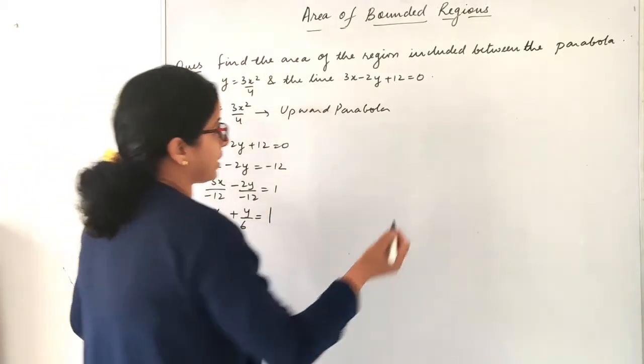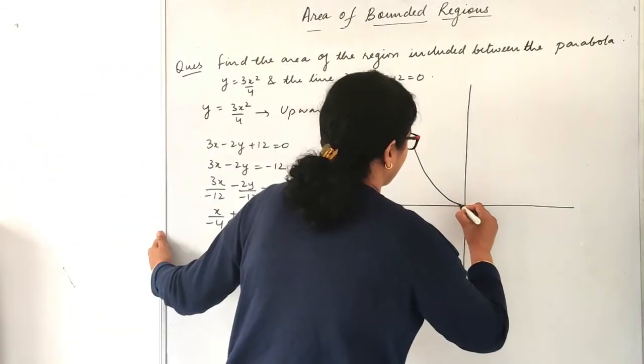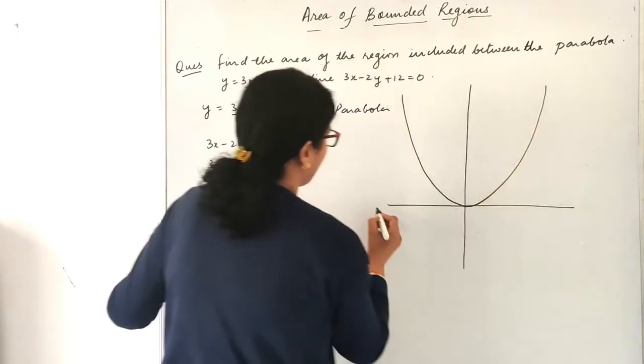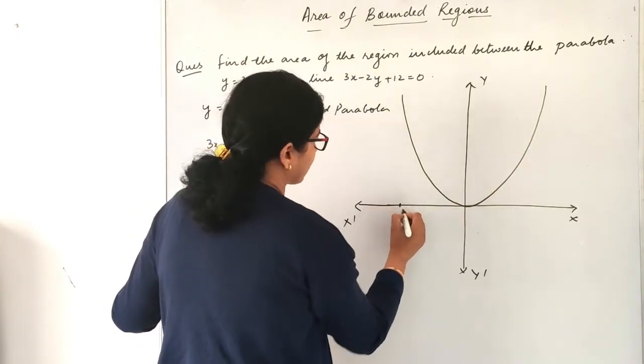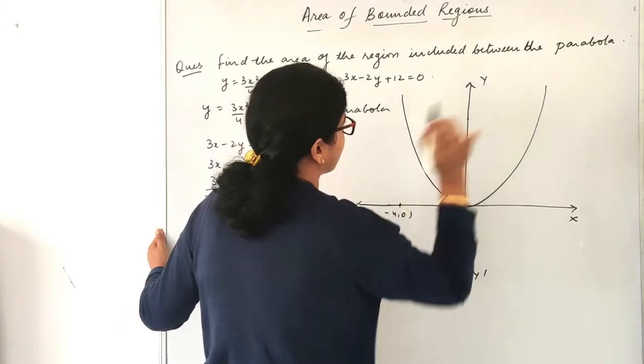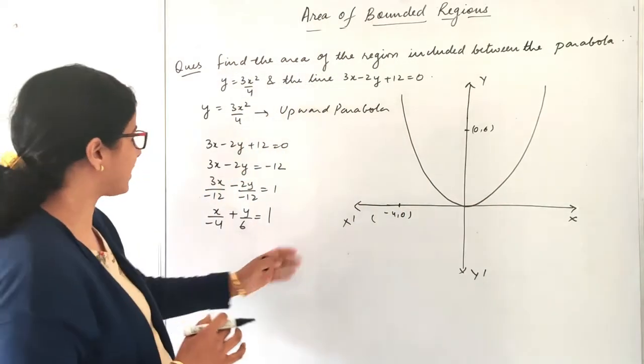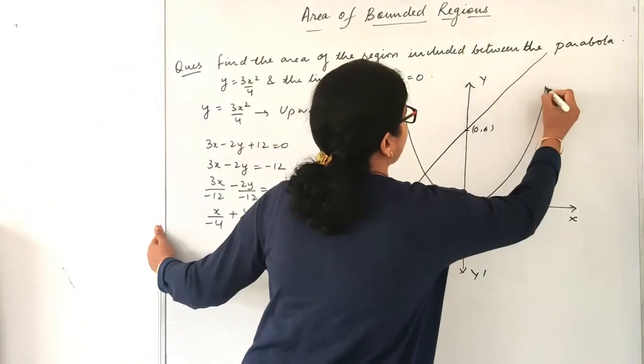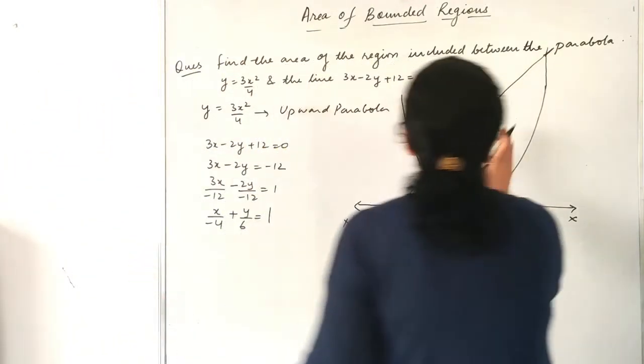Right. So let us draw the rough graph now. This is my parabola, upward parabola. Here somewhere let us assume will be -4, 0, and somewhere here will be 0, 6. So now let us sketch the line. Somewhere here it will meet, right? So this will be my bounded area, right?